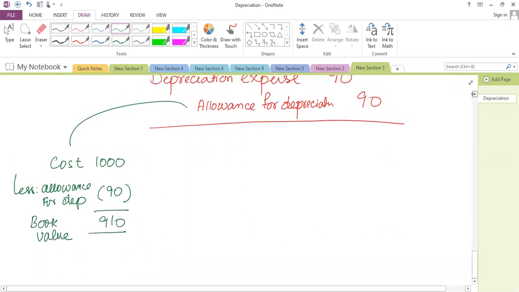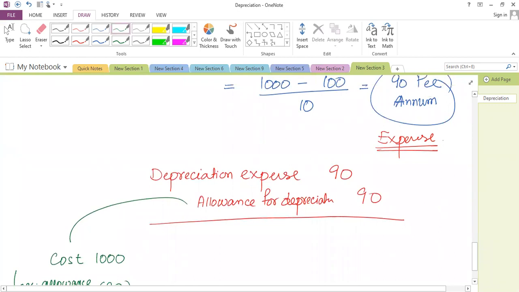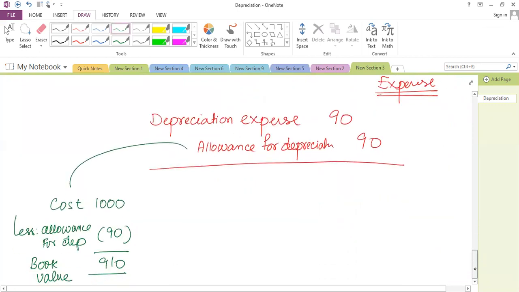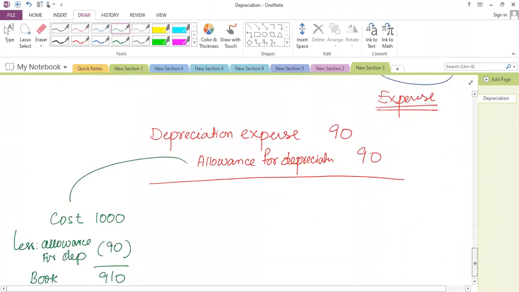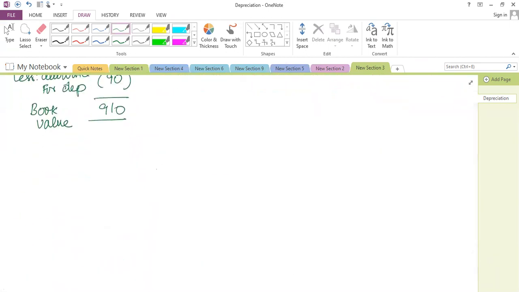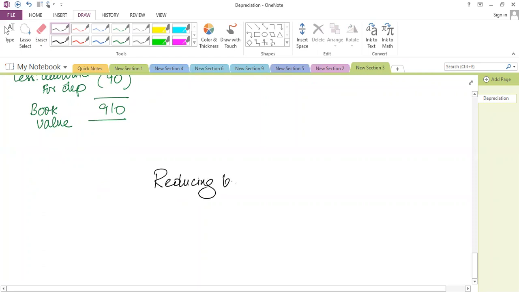Now, as it is a straight line method of depreciation, the next year would be the same in the third, fourth, and fifth, and so on. The depreciation will remain the same. So under the straight line method, you have to use this formula. And if percentage of depreciation is given, then instead of the formula, directly apply the percentage and you will get the same figure. Now let's talk about the second method, that is the reducing balance method of depreciation.